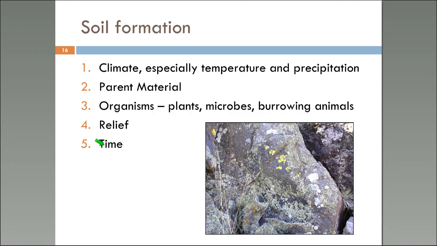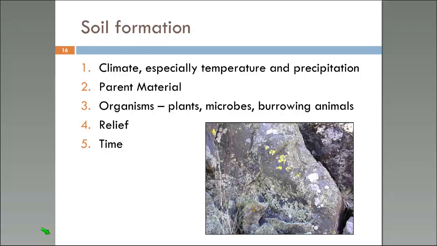So soil formation. Those of us who enjoy talking about soils, we know there are 5 soil forming factors, and those are climate, parent material, organisms, relief, and time. Now, climate really determines the nature of weathering, whether it's physical or chemical or biological. Typically, physical weathering is a lot more common in cold, dry climates, whereas, like you might expect, chemical weathering is more predominant in warm, moist climates.